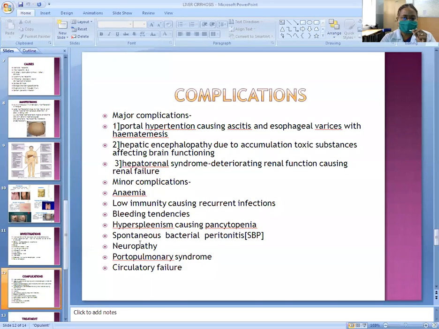Then, patients with ascites are more prone to peritonitis, which is called spontaneous bacterial peritonitis, SBP, a very common complication in patients with ascites. Then peripheral neuropathy. Portopulmonary syndrome results in breathlessness, the liver cirrhotic patient complaining of breathlessness, and circulatory failure, where the patient sometimes presents in shock. That is the cardiac complication, circulatory failure. So all these are the complications of liver cirrhosis.